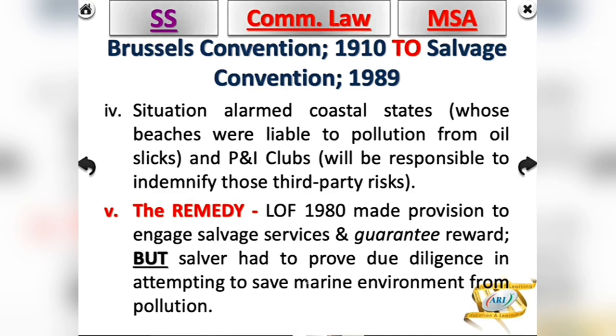If it has come, we are reducing the impact. Whatever you did, with complete logbook entries, which will be confirmed with the master and the chief engineer, you, the salver, have to prove what effort you have made to protect the marine environment from pollution. This was the cost, one paisa more.